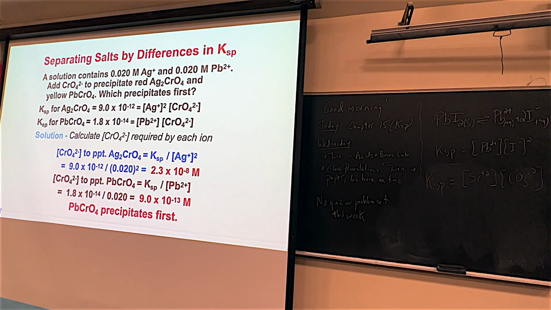Okay. Any questions on that? Okay, so we've got silver and lead, we're adding chromate. Chromate with silver makes red, chromate with lead makes yellow. We just calculated this number is smaller than this one. We're going to see the yellow compound before we see the red compound.